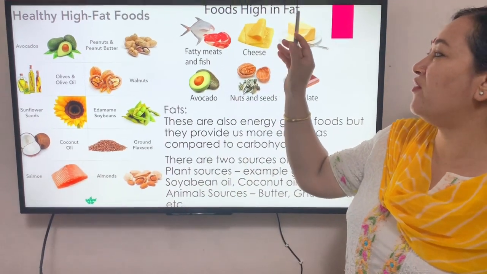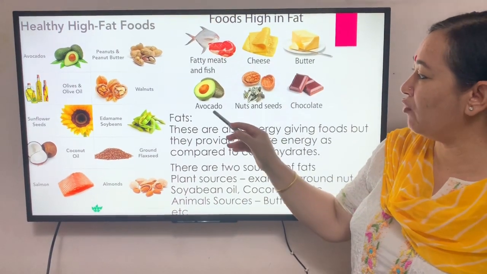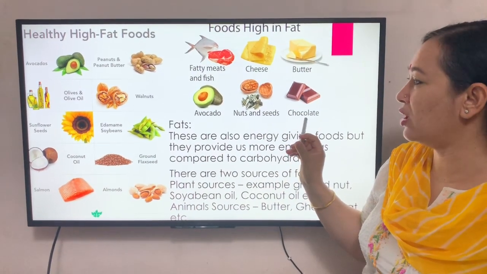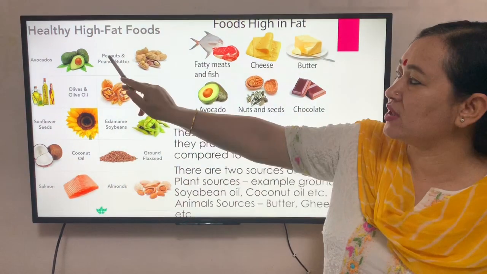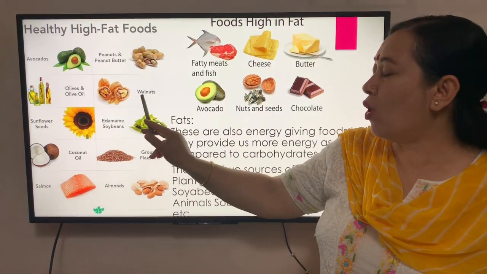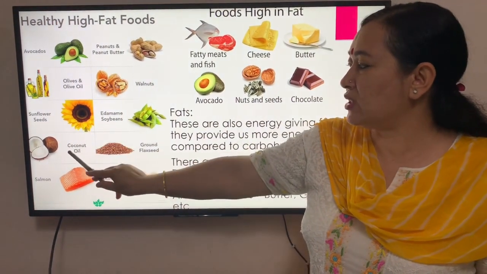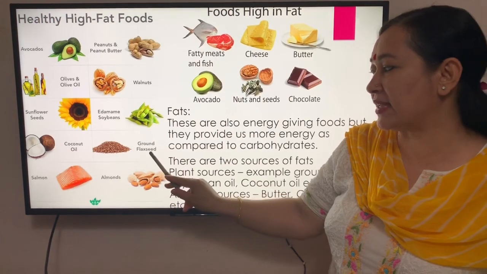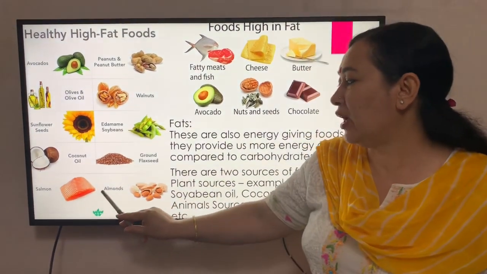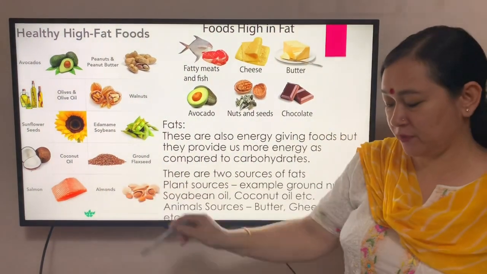Foods high in fat: meat, fish, cheese, butter, avocado, nuts and seeds, chocolates. And other examples, you can see peanut and peanut butter, avocado, olive oil, walnuts. These are beans, sunflower seeds, coconut oil, ground flax seeds. This is salmon, and these are almonds. Salmon is a kind of fish.